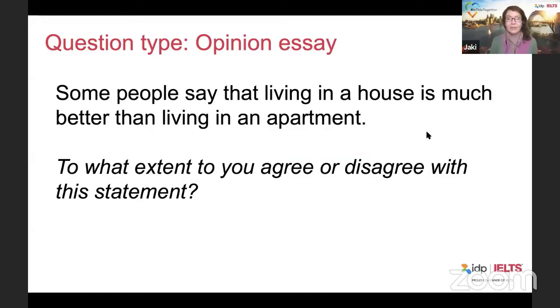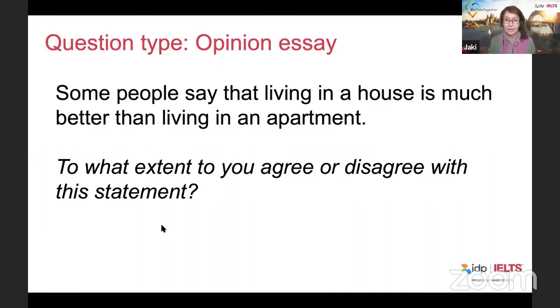Some people say that living in a house is much better than living in an apartment. To what extent do you agree or disagree with this statement? So this is a different type of essay, isn't it? This is asking for our opinion, what we think. So often this one comes up. It's very common as well. Now, with this type of essay, you have to work out your position.